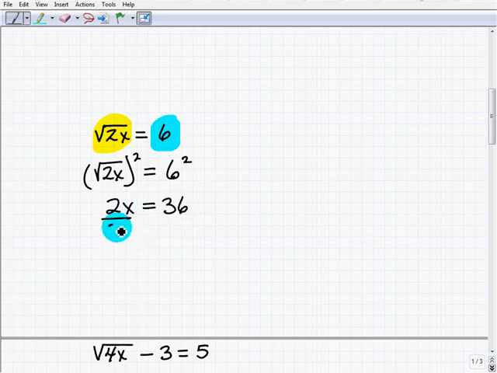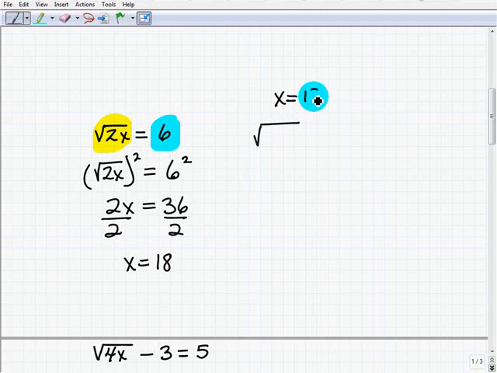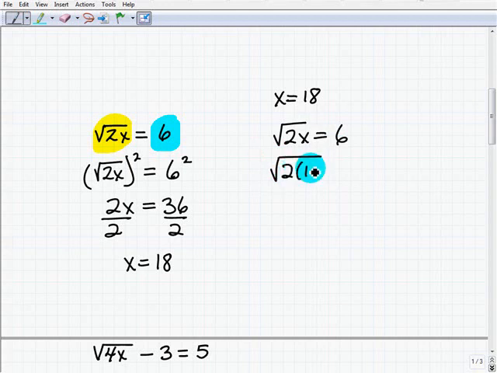We're going to divide both sides of the equation by 2, and we get x is equal to 18. Now we need to go back and check our solution and see if x equals 18 is in fact the solution. Let's write out the original equation, the square root of 2x equals 6, and we believe that x is equal to 18, so it's going to be the square root of 2 times 18. Does that equal 6? We know that 2 times 18 is 36, and the square root of 36 is 6, so it checks out, 6 equals 6. Okay, moving on.